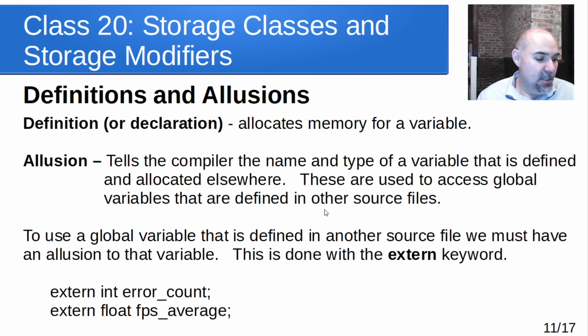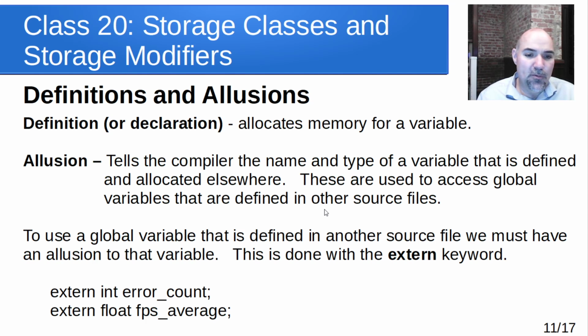An allusion, on the other hand, is essentially a way to tell the compiler the name and type of a variable that you're going to use, but it's allocated somewhere else. And really, those are only used for globals. So if you have a global variable that is defined in another file, and you want to use it in a different source file, then you need to have an allusion to that in the source code that's using it. And the allusion is really just a way to say, hey, compiler, there's a variable that's defined somewhere else. This is its type, and this is its name.